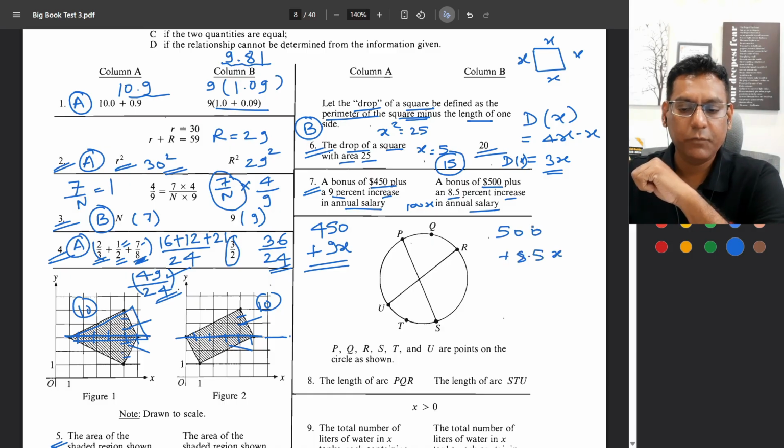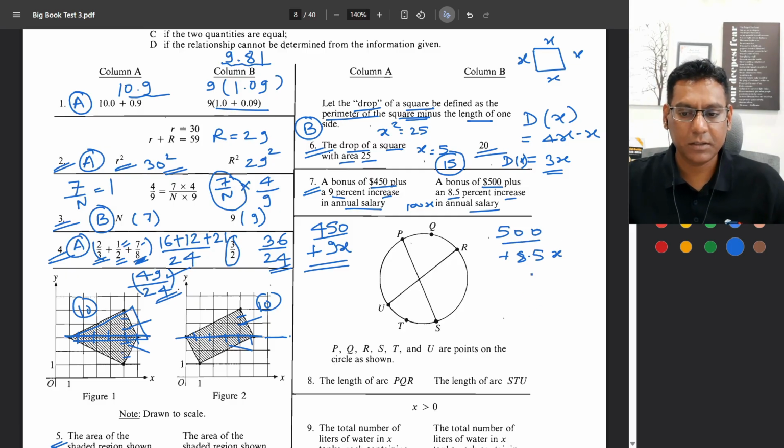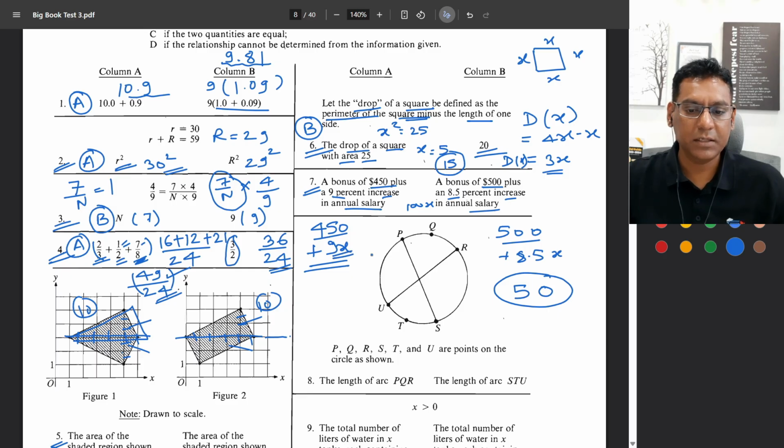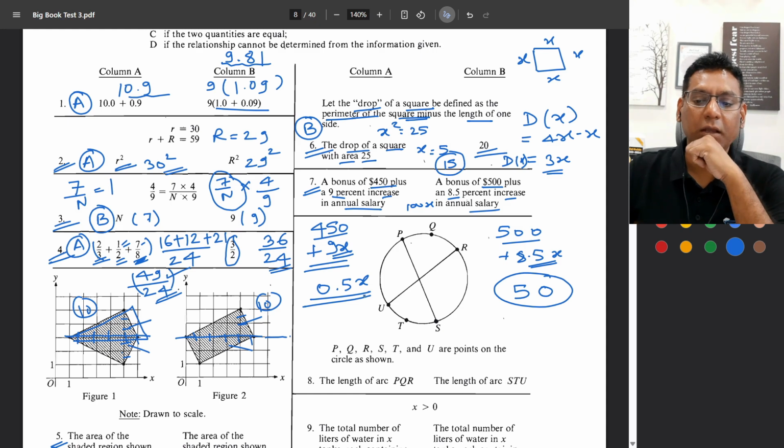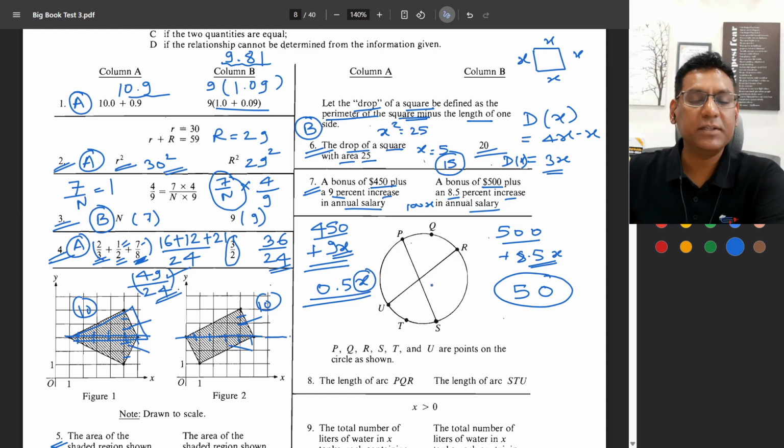Now which one is bigger? If you look at the absolute numbers, the absolute number is greater here by 50 units. And if you look at the percentage, that is the annual increase, it is greater here by 0.5, that is 0.5% of your annual salary. Which one is bigger? Now, I don't know the annual salary. Obviously, it will depend on the annual salary. Essentially, I'm comparing 0.5x with 50. It could be less than 50, it could be more than 50.